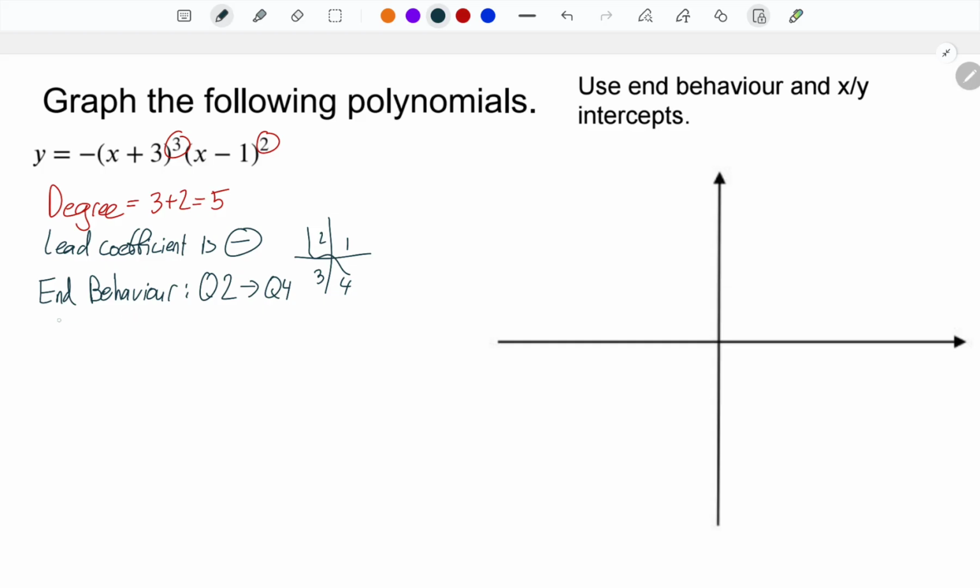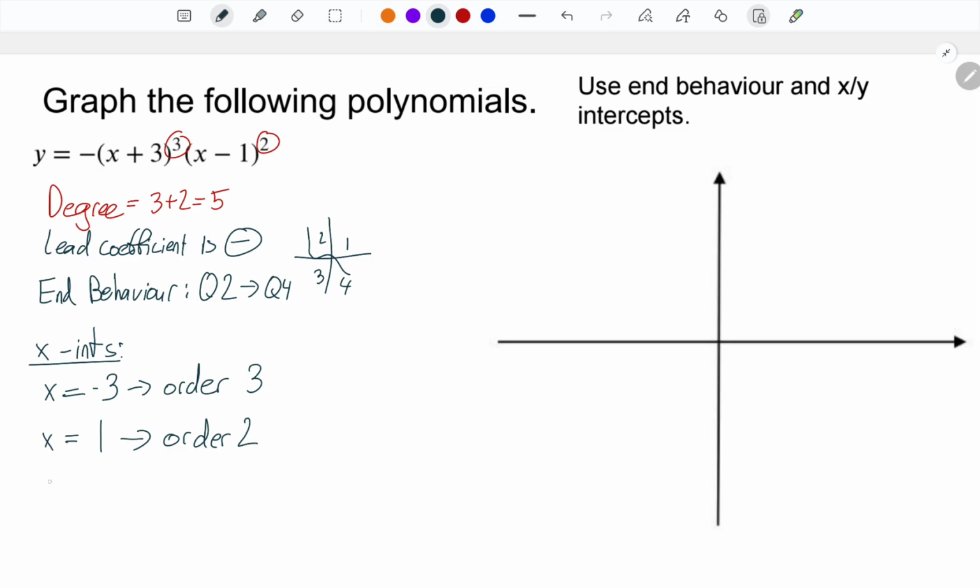The next thing we need are the x-intercepts. So for the x-intercepts, well, it's in factored form. They're right there for us. We have x equal to -3 and x equal to 1. Okay, not only do we want the intercepts, we want their orders. By orders, we can also say multiplicity. We're looking at the associated exponent. So for x plus 3, the exponent is 3, so it is order 3. x minus 1 has an exponent 2, so it is order 2. So we have those two orders there.